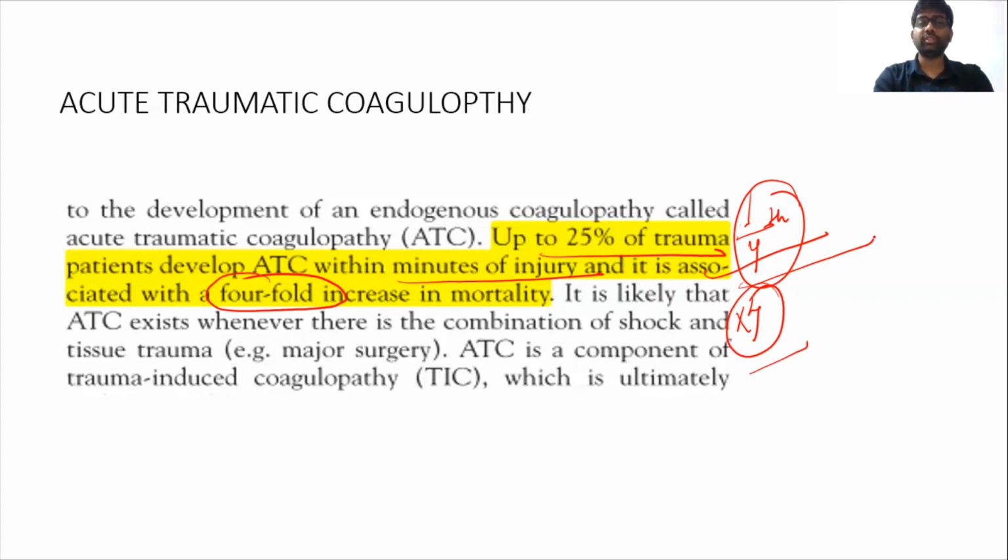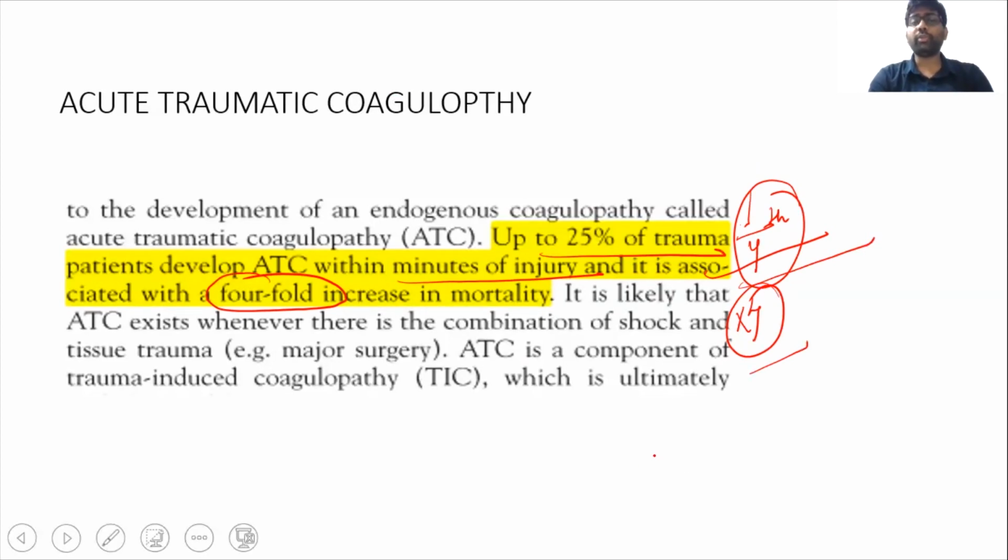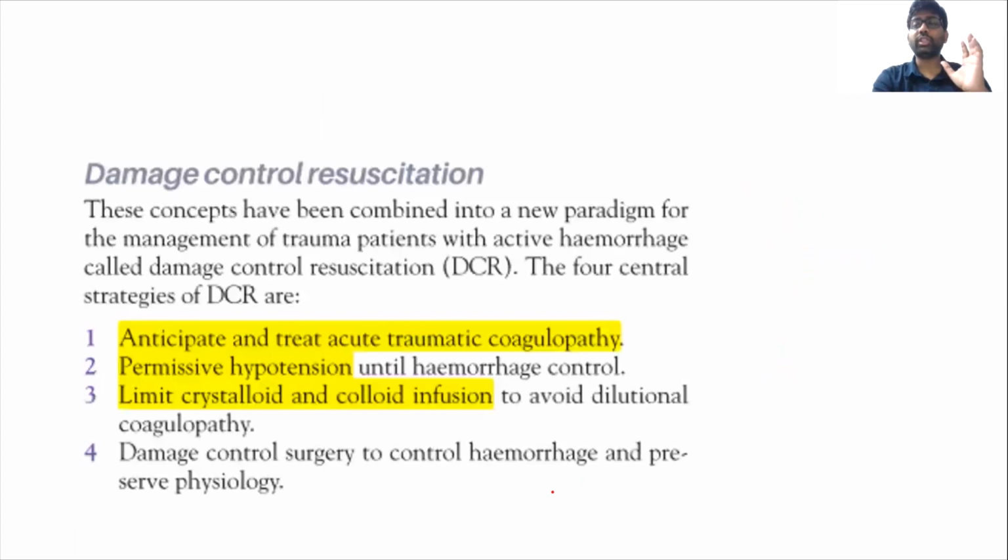We already know the pathogenesis behind this. Now, when we talk about traumatic coagulopathy, we should also know how to deal with them. A patient has come with polytrauma or whatever be the cause, and the patient is in a hypovolemic or hemorrhagic shock. Now what we have to start immediately, we should think about damage control resuscitation, and this brings up the concept of DCR.